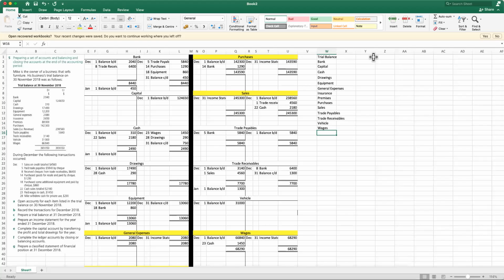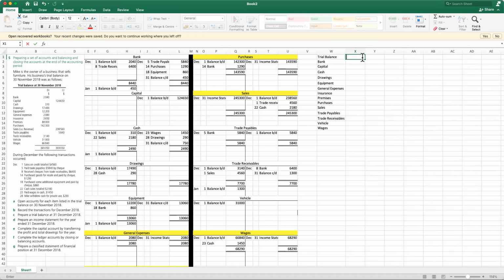Okay, now my trial balance will have my debit side and my credit side. So my debit amount and my credit amount. Debit. Credit. So now bank. Bank is on the debit side 450, capital is on the credit side 124,650, cash is on the debit side. Oops, I forgot to write here 750.